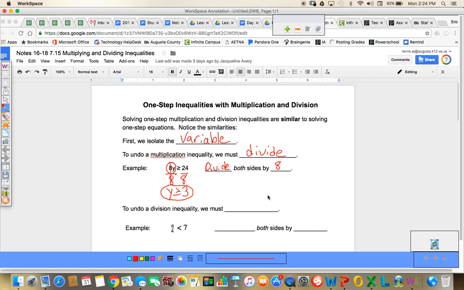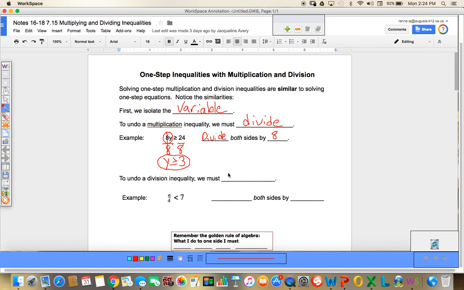Now, to undo a division inequality, we must multiply, because the opposite of division is multiplication. So here we're going to circle n divided by 4, and the opposite of division is multiplication, so we're going to multiply both sides by 4. So I'm going to show it here. We're going to multiply this side by 4.